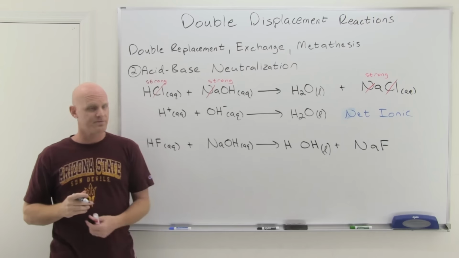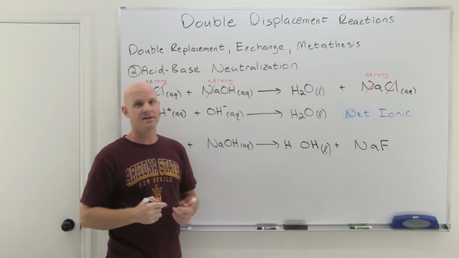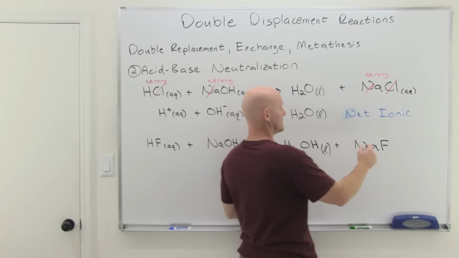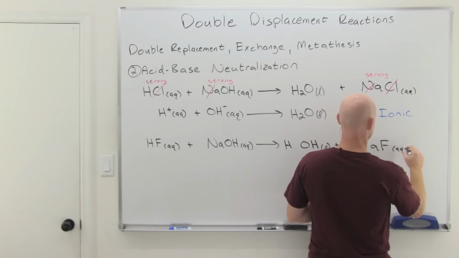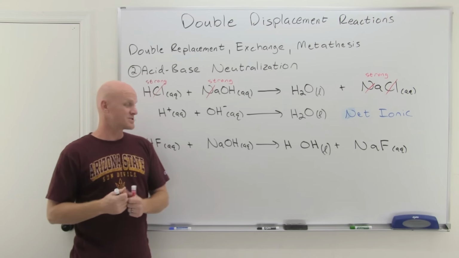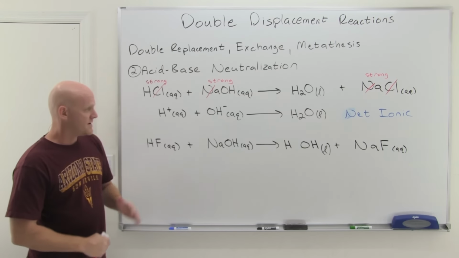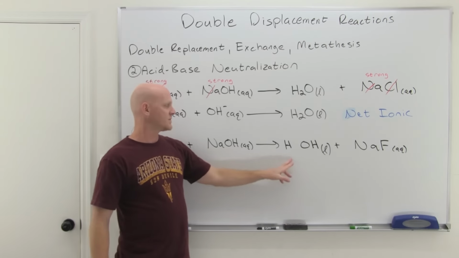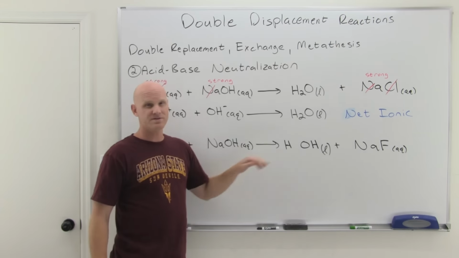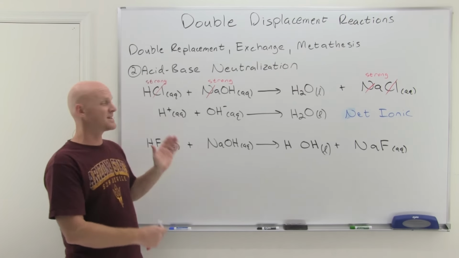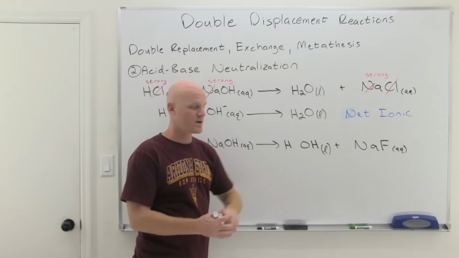NaF is not covered by our solubility rules, but it turns out that all group 1 metal salts are soluble. So I'm going to give you this one, but it is indeed aqueous. Our solubility rules don't include fluorides, so sorry. If we balance this, it actually turns out this one's also balanced. Writing water as HOH for these double displacement reactions makes it easier to balance. These weren't hard ones to balance because they end up being 1 to 1 to 1 to 1 all the way across.